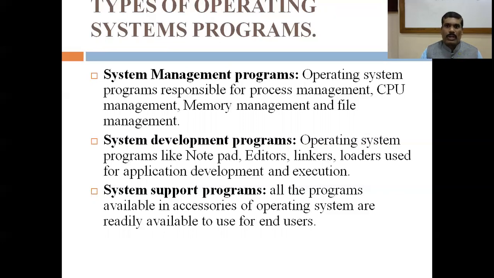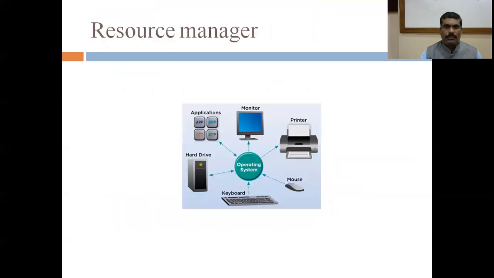Third, system support programs. I've already taken the example of accessories. The programs which are available in the accessories of the operating system, which are readily available for the end user to use, are known as system support programs. These are actually not part of the operating system proper, but we can say the calculator is there, Paint is there, Notepad is there, WordPad is there. These programs come with the operating system for the user, and that's why they are known as system support programs.